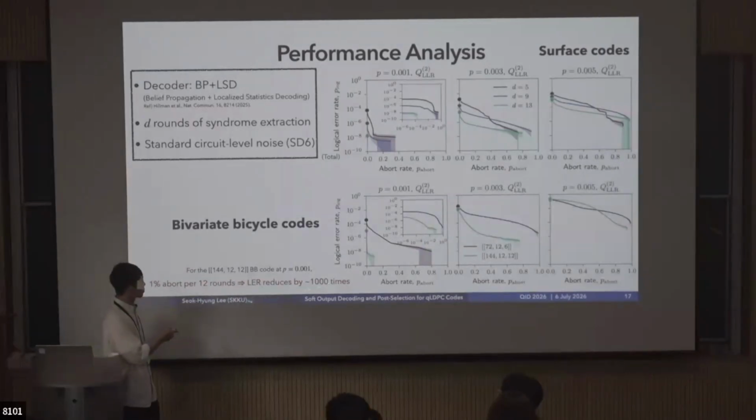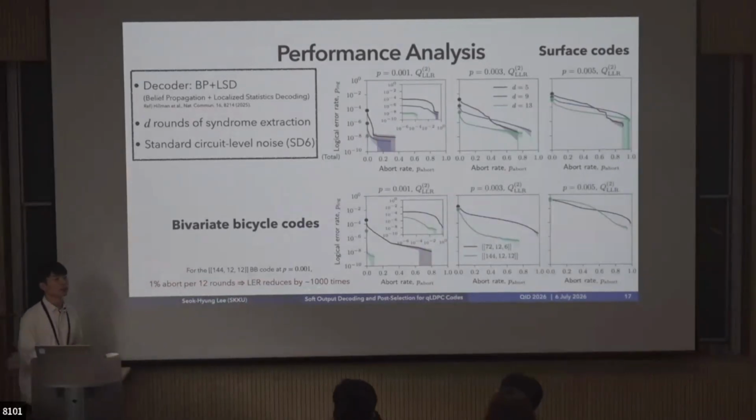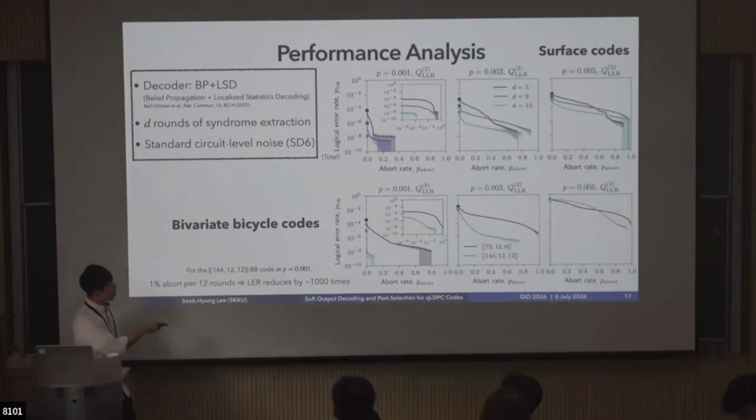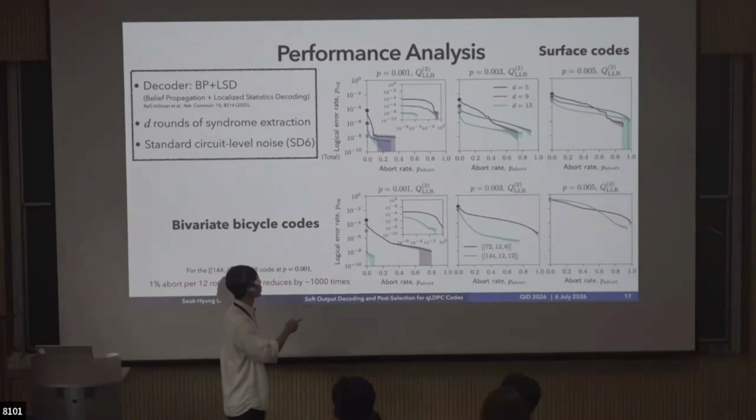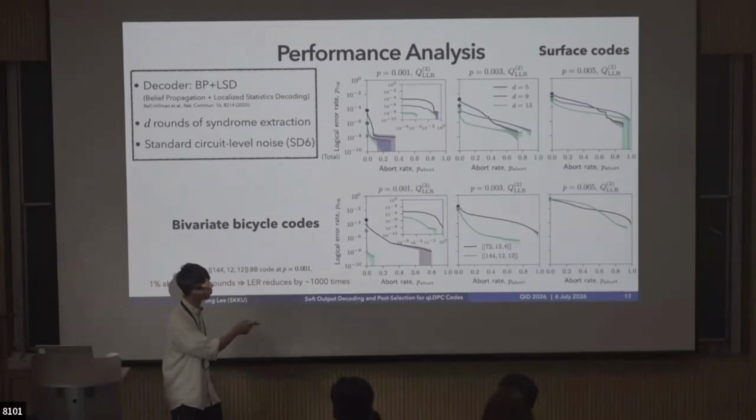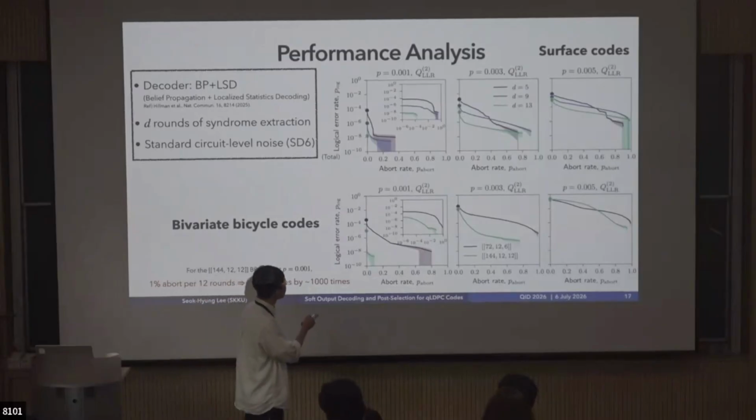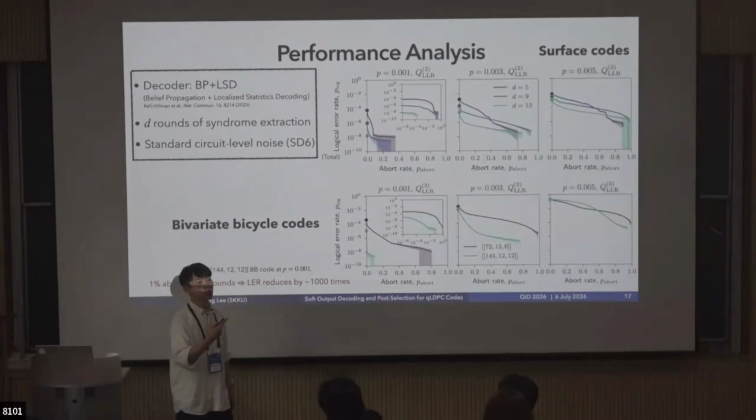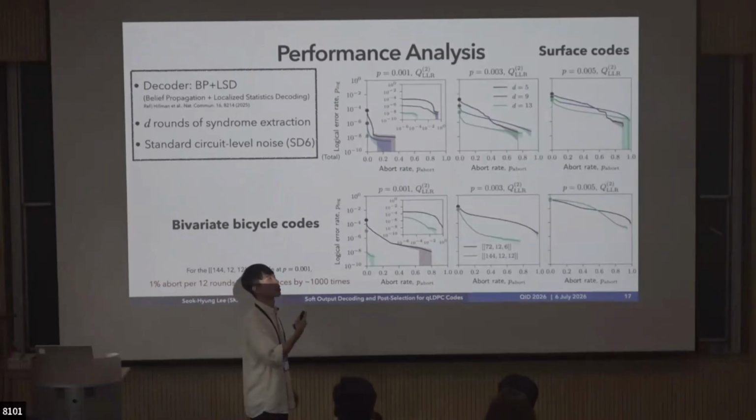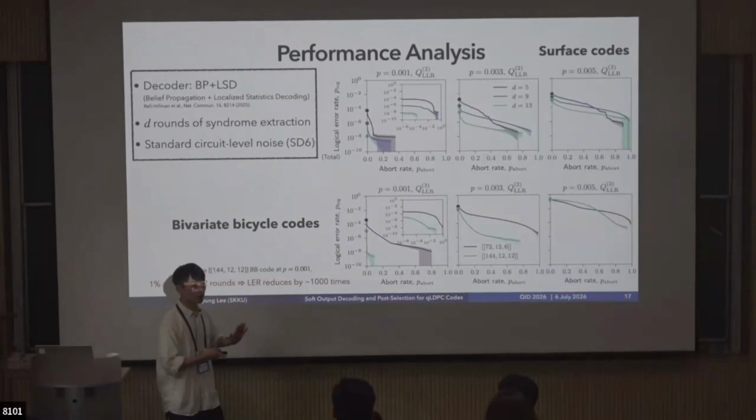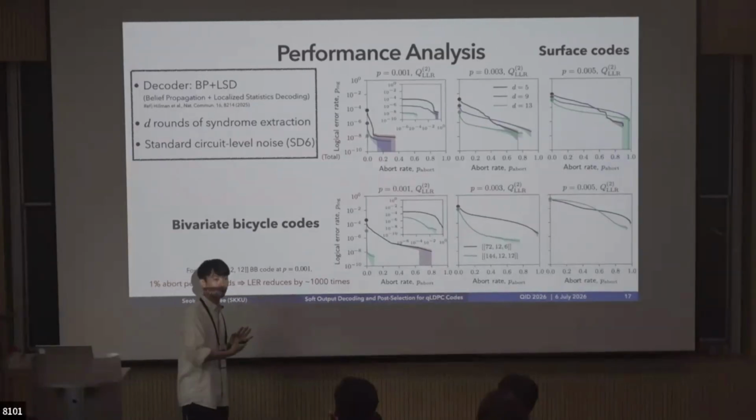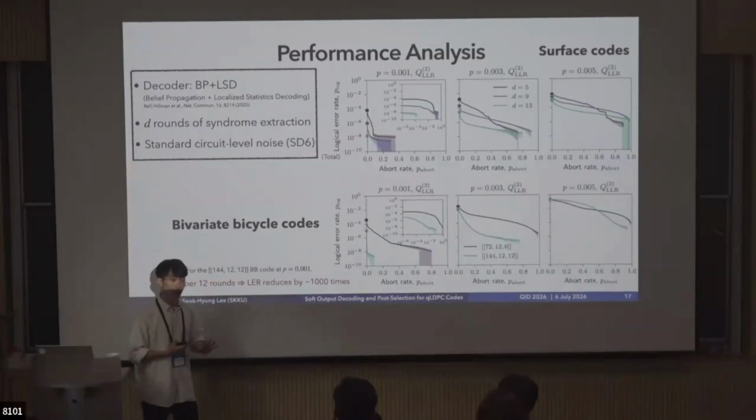So it implies that, for example, let's compare the 72 and 144 BB codes. It means that if we can abort around 1% per 6 rounds with the 72 qubit BB code, we can achieve the same logical error rate as the 144 BB code without post selection.